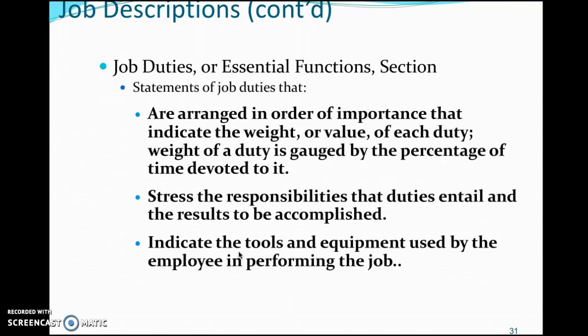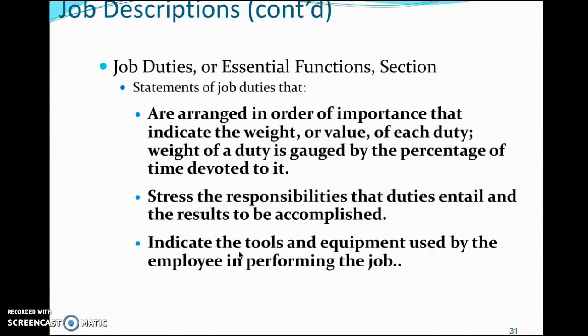Again, major part, the job duties, the essential functions section, where I actually list all the statements of the job as it relates to duties, tasks, responsibilities, my TDRs. So they should be arranged in order of importance that indicate the weight or value of each duty. And how do I work that out? By how much time I spend on it. So let's say I'm an admin assistant and the majority of my work is filing. Then that needs to be put at the top of the order. If I spend 40% of my time filing and I do more filing than anything else, then the accurate filing of documents should be my very first job duty.